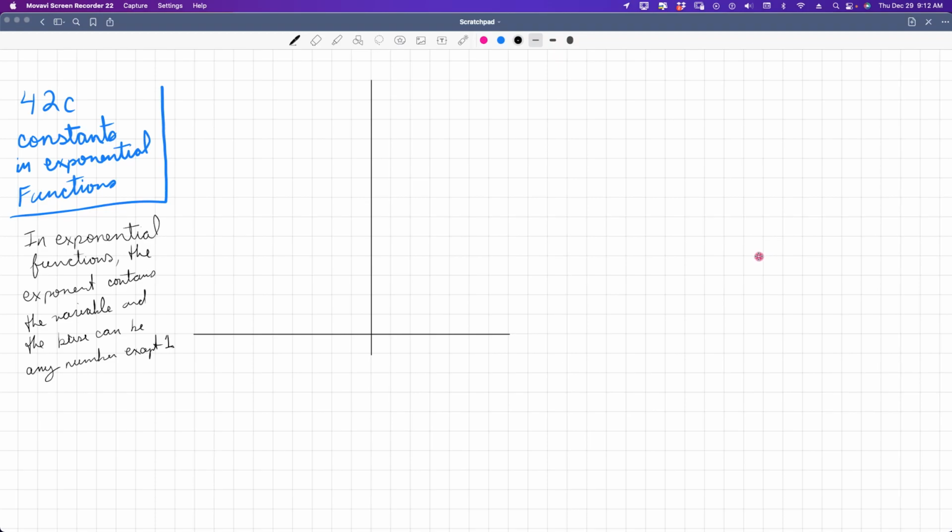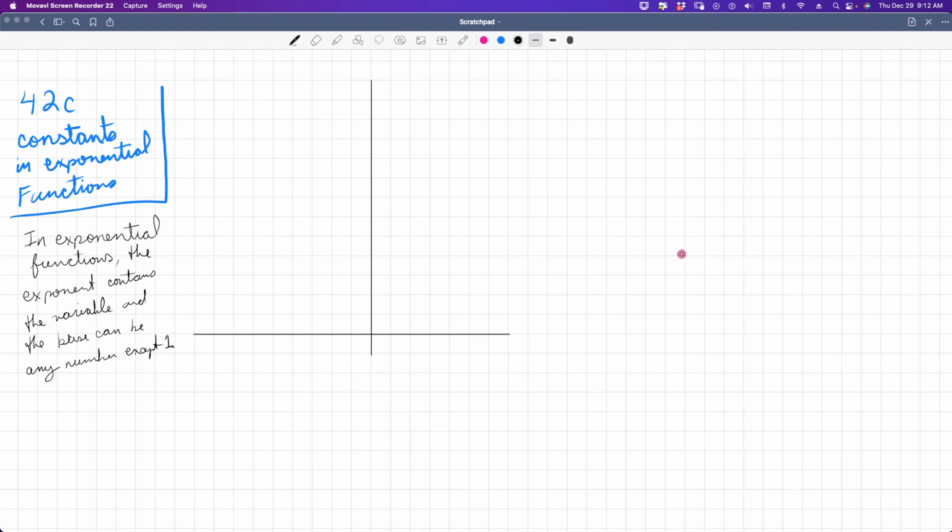Welcome back. We're in 42C. We're going to talk about constants in exponential functions. We've done these before. They're not difficult. They just take a little bit of time and a little bit of clarity of thought to get through these.